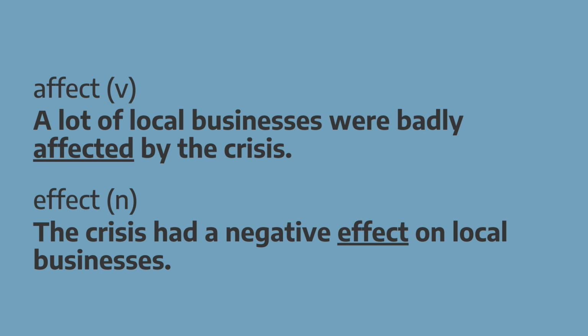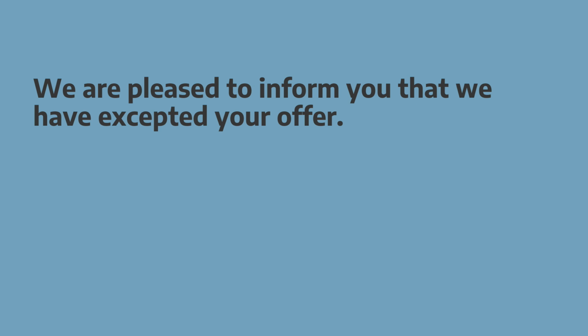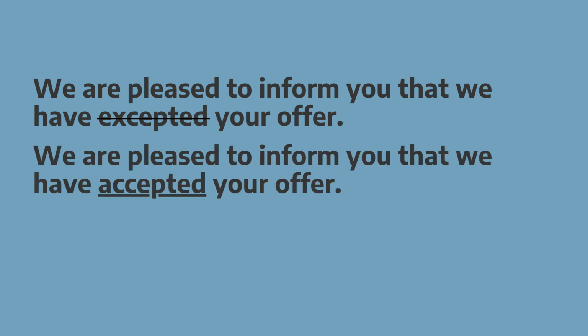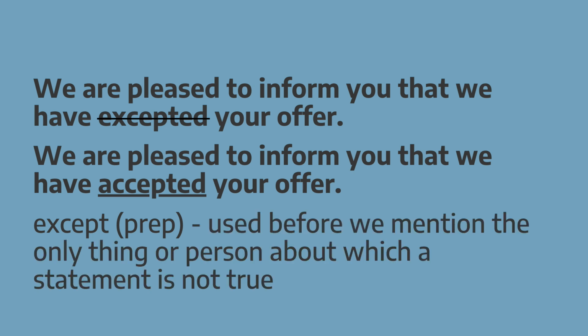And our next mistake is, can you see what's wrong here? So it should be accepted with ACC. People often get these ones wrong. Like in mistake 6, they sound very similar but have different meanings. Except is a preposition and a verb, but it's more commonly used as a preposition. We use it before we mention the only thing or person about which a statement is not true.